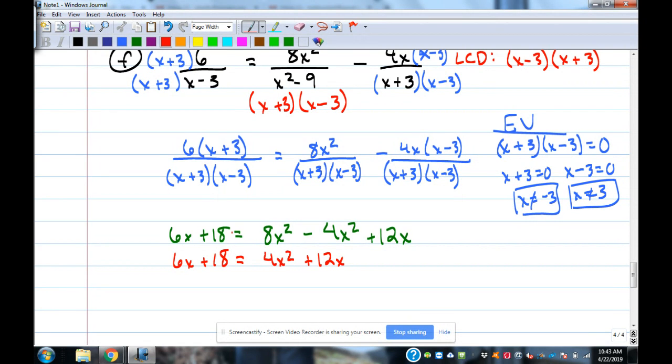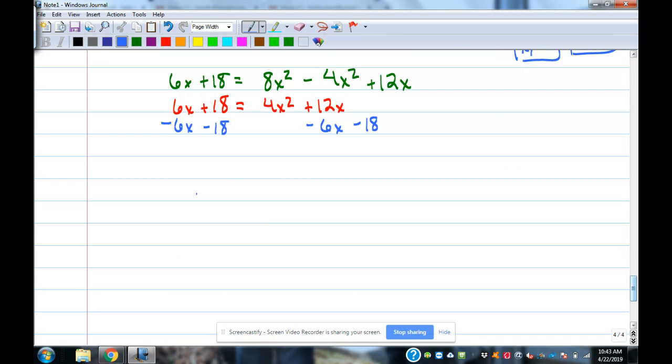Do I get this one equal to 0 or just get x by itself? Why do I have to get it equal to 0? It's quadratic. It's got an x squared in it. That's why I know to do that. So do the work. I'm just going to subtract 6x and 18. There's my 0: 4x squared plus 6x minus 18.